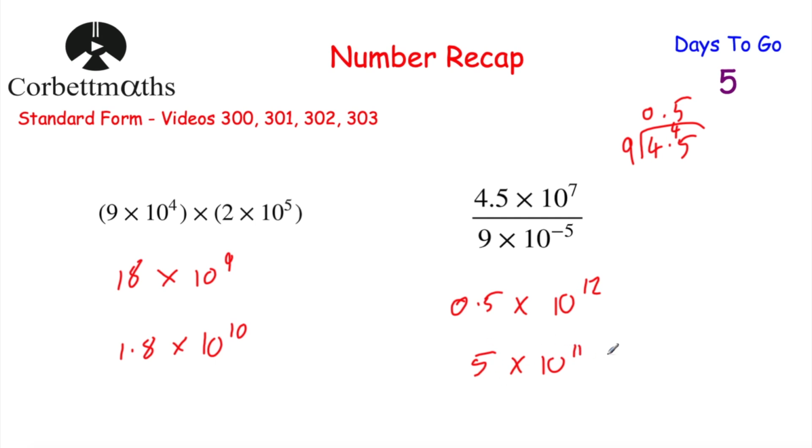So the answer would be 5 times 10 to the power of 11. And that's it. So in terms of standard form, it's important you can write numbers in standard form, that you can also write numbers that are in standard form as ordinary numbers, that you can add numbers in standard form, that you can multiply numbers in standard form, that you can divide numbers in standard form.